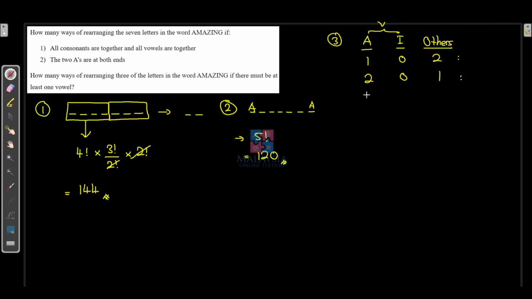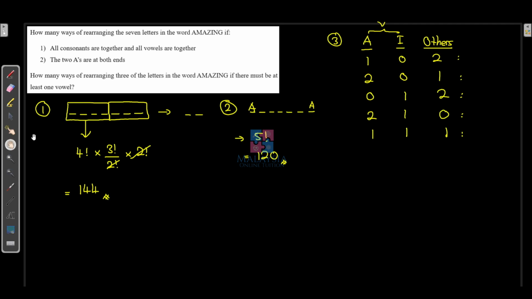We can also have 0A, 1I, and 2 others. We can also have 2A, 1I, and 0 others. So we don't have any other cases other than these 4, because we want at least one vowel, right? So 1A here and 1I here, that is at least one already. Oh yeah, I think there is one more. I forgot. There is one more case: 1A, 1I, 1 other. Very important for you to be able to get all the cases correctly, without missing any one of them or adding an unnecessary case.